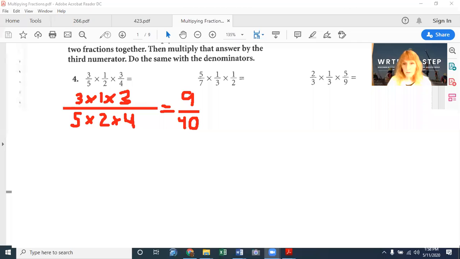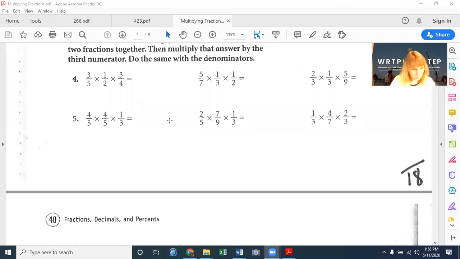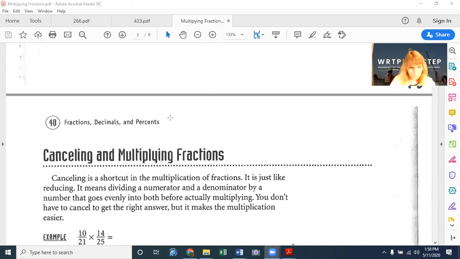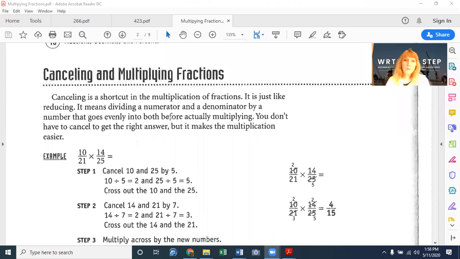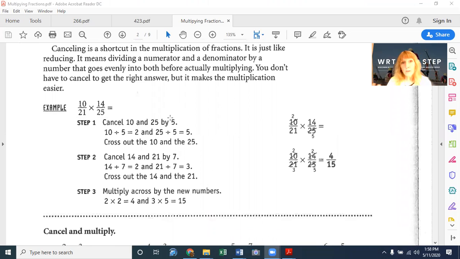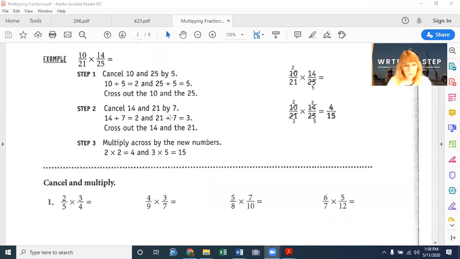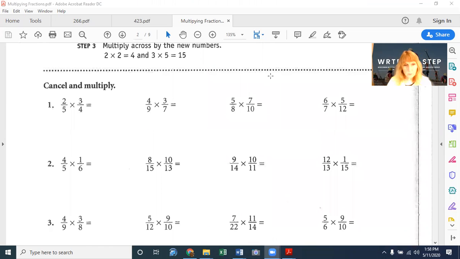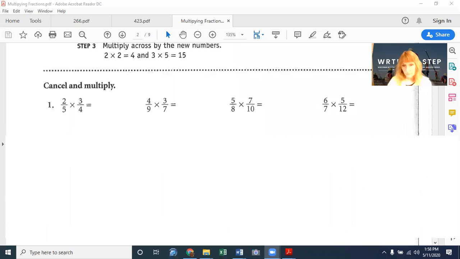Okay, let's move on a little bit from there. I want to go to the next page. Canceling. This is a super important thing to learn how to do, because when you cancel, you don't have to go later when you get an answer and reduce your answer. So let's see how this works, for example. So let's look at the first one here. So we have 2/5 times 3/4.